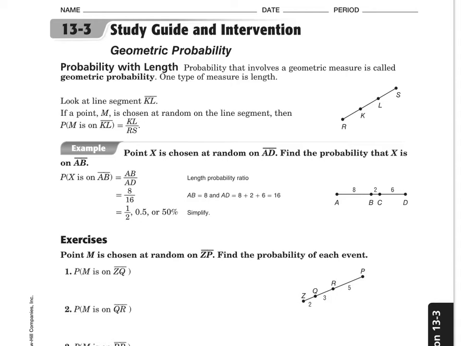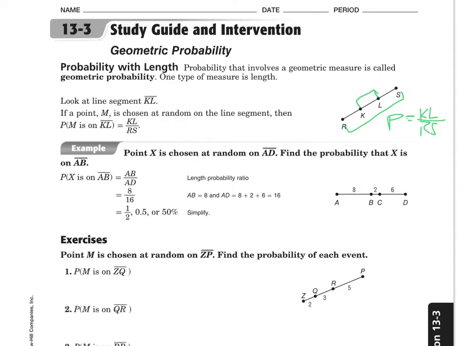Basically the idea here is, imagine that RS is a string. You've got this whole length, and I ask you to close your eyes and randomly with scissors just cut somewhere along that string. I made some marks and said, what are the chances that that cut, if it's completely random, ends up between K and L? For that probability, you're going to take the length of KL and divide it by the length of the whole thing, which is RS.